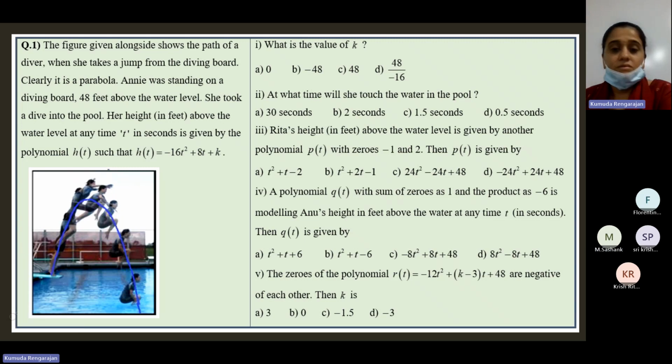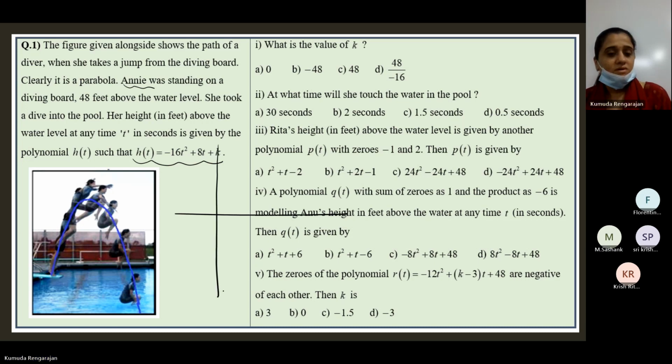Yeah. So what have we understood? This is the polynomial that models Annie's parabola. And the two things that are connected here are time and the height. Time along the x-axis, height along the y-axis.